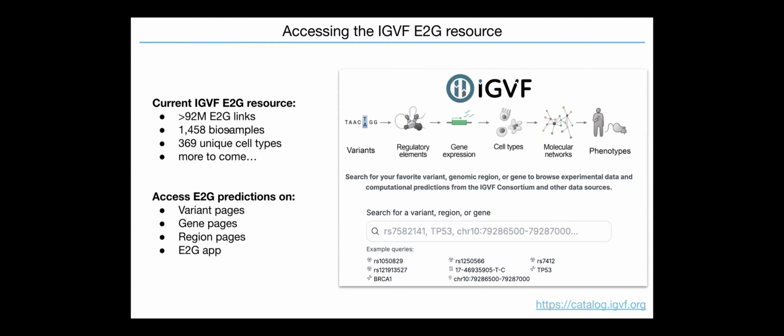You can access these enhancer gene predictions on the various parts of the IGVF catalog, namely the variant pages, gene pages, and region pages. These are pages that show a summary of what's available in the catalog for specific variants, genes, or genomic regions. And as well, we have an E2G app that allows you to easily visualize these predictions in a genome browser.